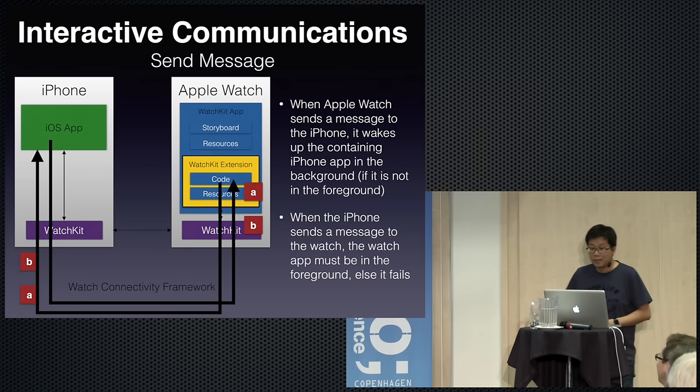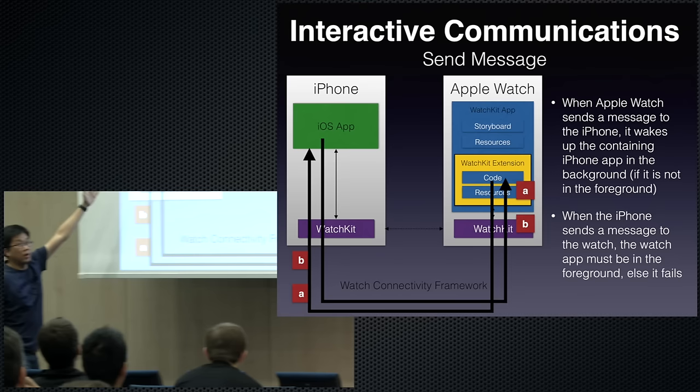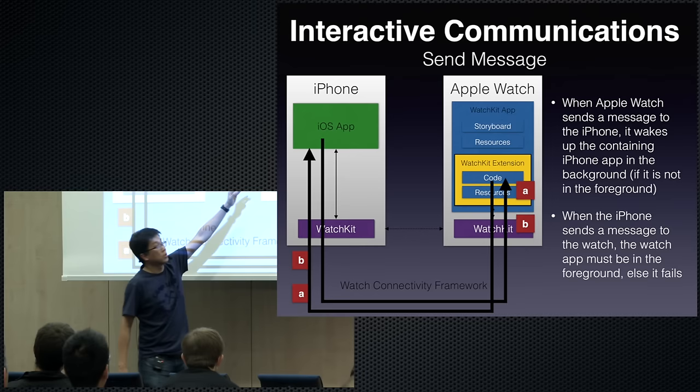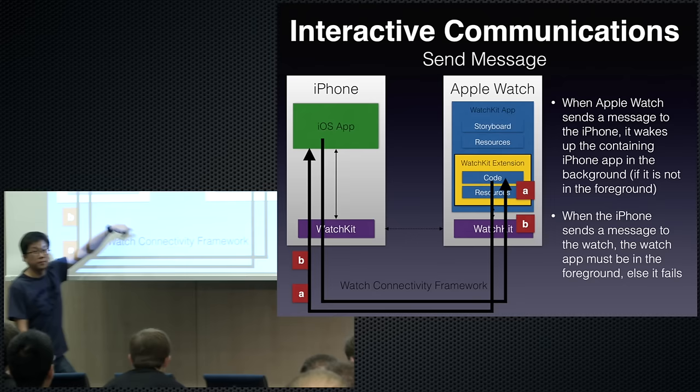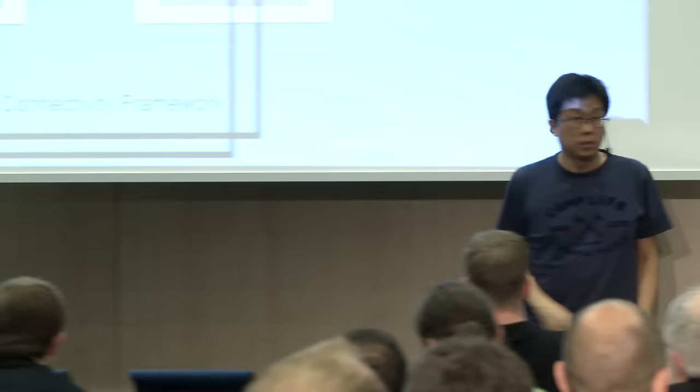Okay, now the last one, interactive communications. So in this diagram, my iPhone wants to send a message to my Apple Watch, and at the same time, once I have sent the data to the Apple Watch, I want a reply from the Apple Watch, and the Apple Watch would be able to give me a reply. Likewise, on the Apple Watch, I can also send a request to the iPhone, get the iPhone to process it, return me the data that I want, pass it back to me. So this mode is more exciting.